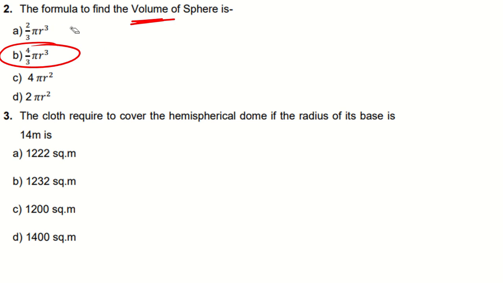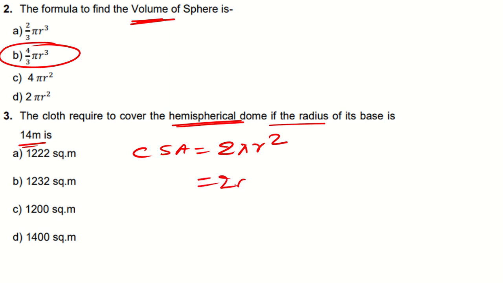Now, the cloth required to cover the hemispherical dome if the radius of the base is 14 meter. Cover it means surface area. So curved surface area will be 2 pi r squared. So 2 into 22 by 7 times r, which is 14 multiplied by 14. Just calculate it and you will get the answer. I think we can do it. This is not difficult, I guess. Just multiply it.